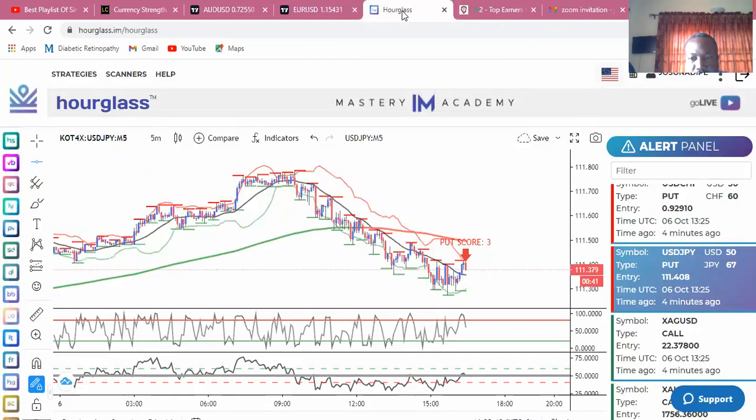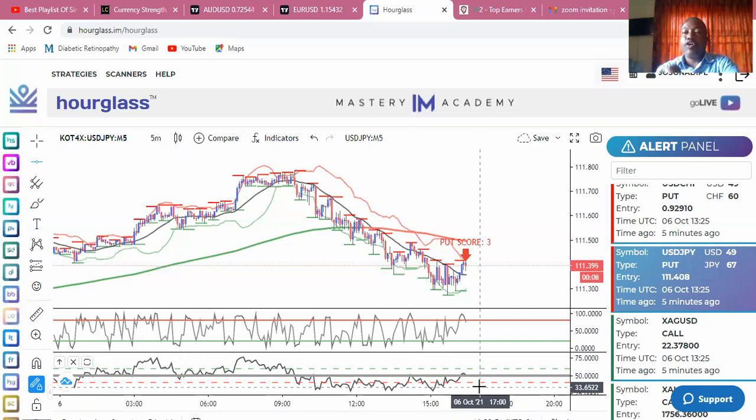Where are we? We are here now. And what you want is for this to be up at the red. So what you want is for this to be in the red area, that's the stochastic, and RSI also in the red area. If you get a setup like that, let me tell you, go into it with full confidence.